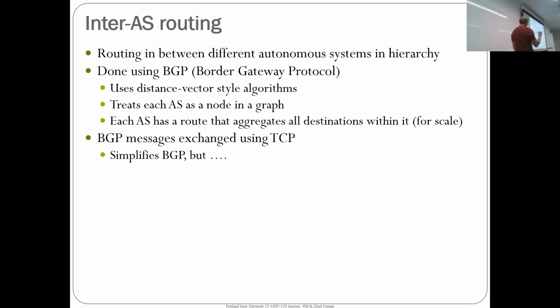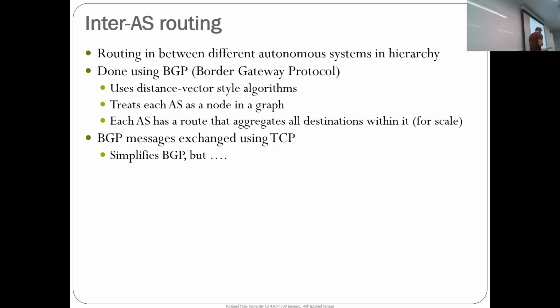So it treats each AS as a node in a graph, and then each AS has a route that will aggregate all of the destinations in its AS within it to everybody else on the network, so that you can get a smaller number of routes in a routing table. So there could be several thousand routes in a routing table rather than hundreds of millions. And that's the magic. That allows you to shrink the routing tables enough to basically scale the internet for all of these hosts. Okay.